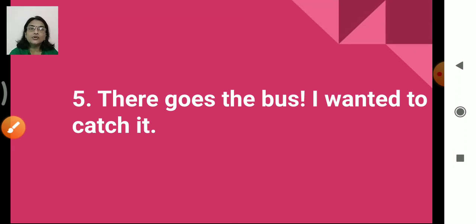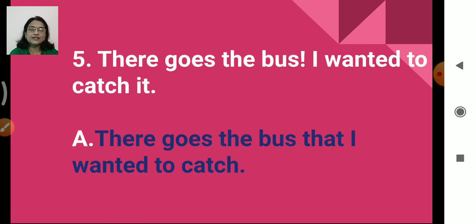There goes the bus. I wanted to catch it. So the answer is, there goes the bus that I wanted to catch. Okay, what is done here? We have removed it. Isn't it? Fine. So there goes the bus that I wanted to catch.